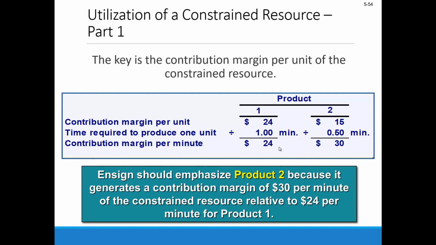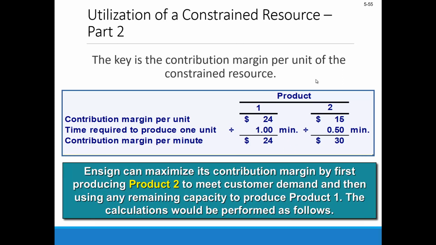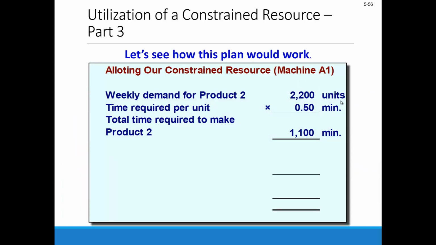So the better use of the constrained resource, that bottleneck, the machine A1, is Product 2. So we should try to make and sell as many units of Product 2 as we possibly can, and then with whatever time is left, we should focus on making and selling Product 1. So we can maximize our contribution margin as a whole by again producing Product 2 to fill every bit of customer demand we have for that product, and then and only then using the leftover for Product 1, and we could come up with numbers for that as we work through here.